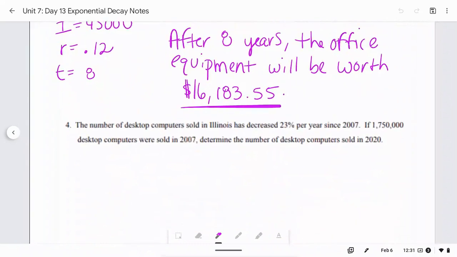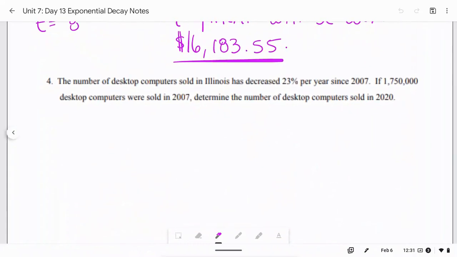All right, last example. The number of desktop computers sold in Illinois has decreased 23% per year since 2007. If 1,750,000 desktop computers were sold in 2007, determine the number of desktop computers sold in 2020.